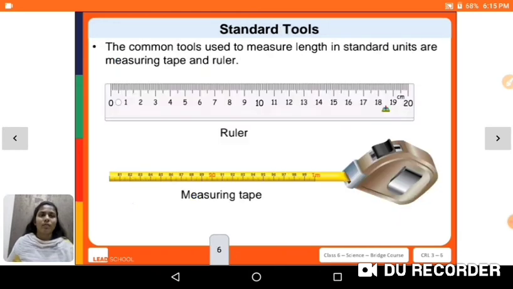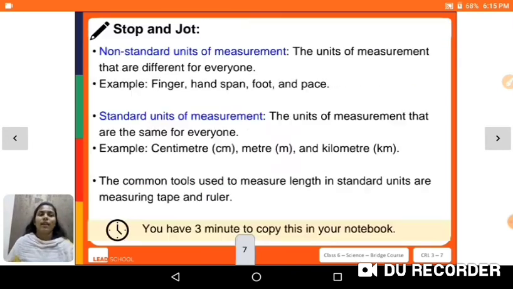So the common tools used to measure length in standard units are measuring tape and ruler. You know the ruler, no? The scale you used. And there is a measuring tape which also has inches and centimeters like a scale, and they are the most common tools used to measure length.